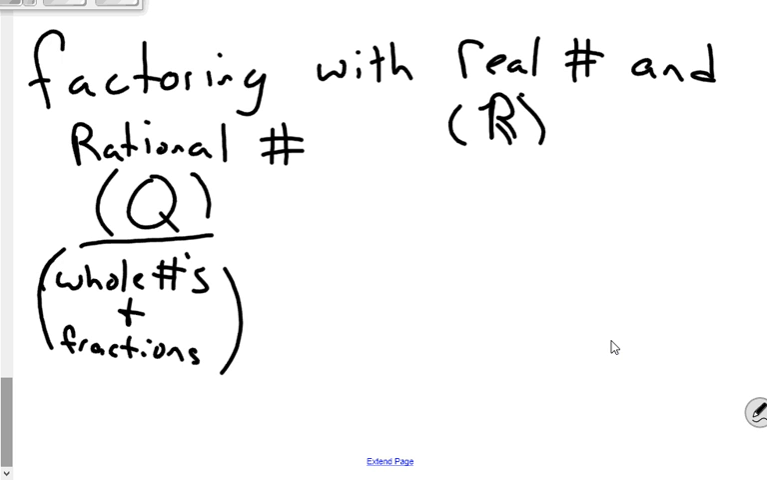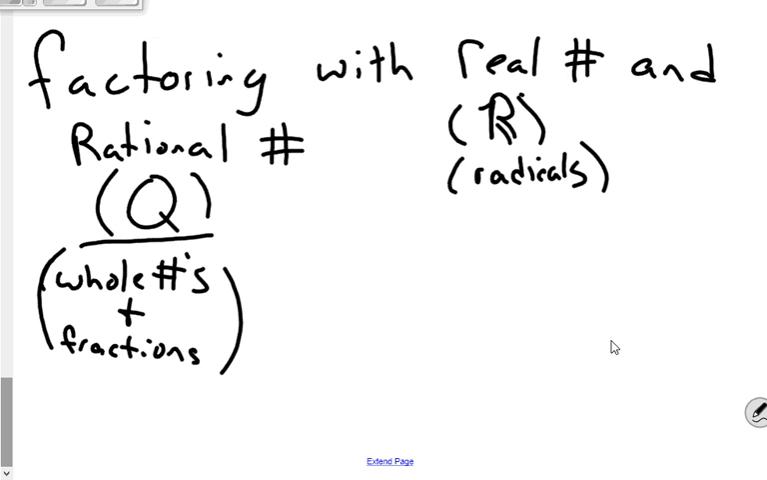With the reals, it gets a little different. We can use things like radical symbols and other numbers as well. So here we can use just about anything, but mostly we'll use radicals. So we break it down now. Factoring over rationals, much easier. Factoring over the reals, a little interesting. Okay.